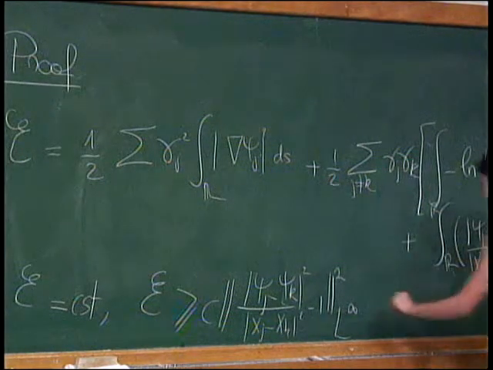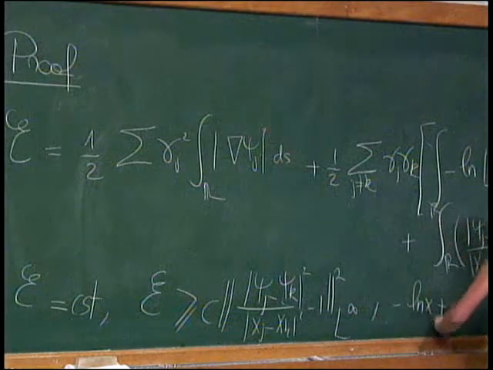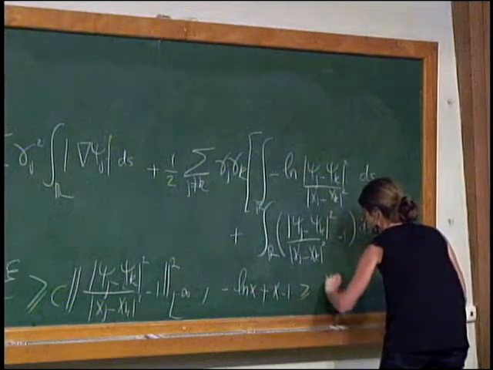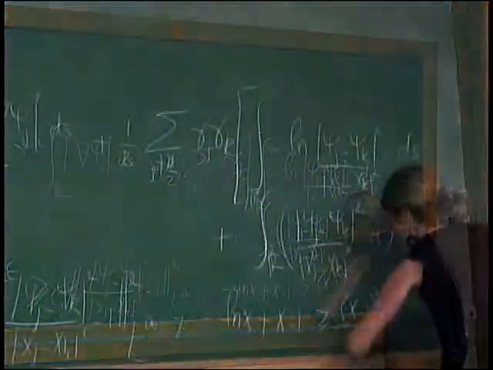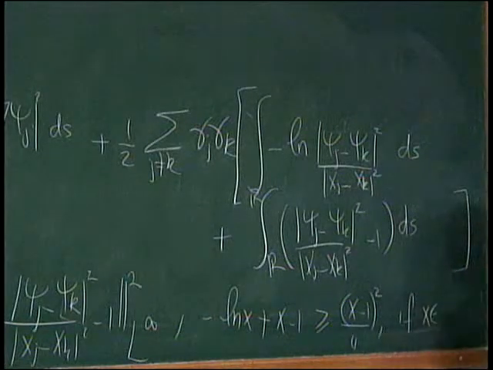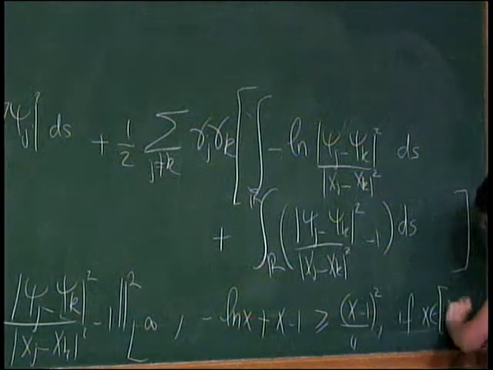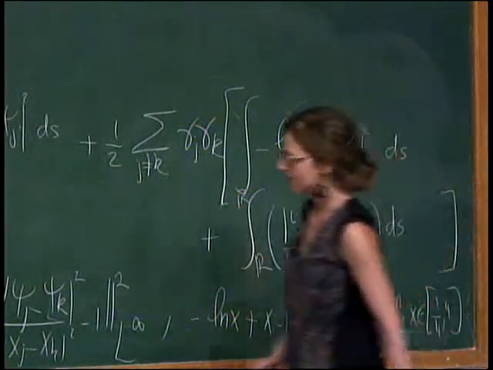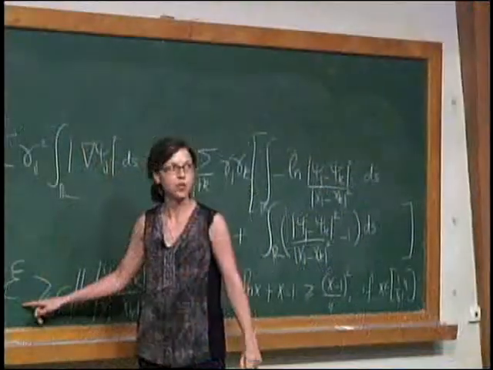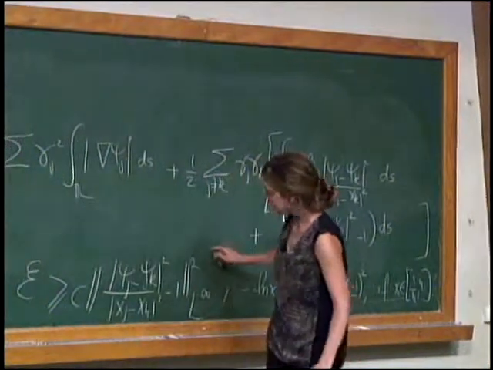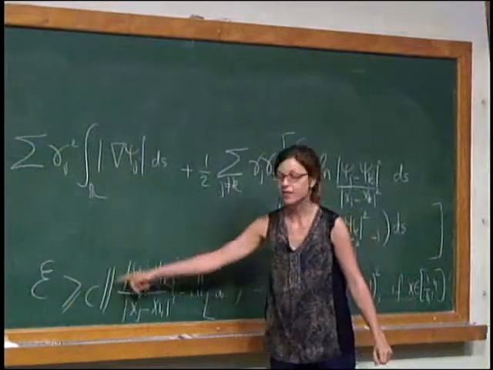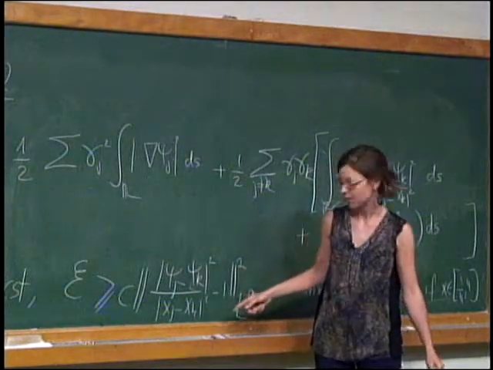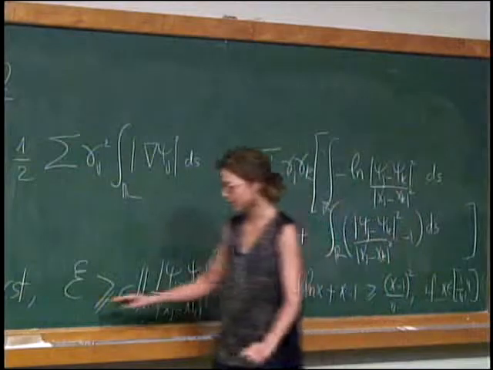This is due to the fact that minus log x plus x minus 1 controls (x minus 1) squared divided by 4, for example, if x is close to 1. So, finally, if the initial energy is small, then it remains small for all time. And therefore, for all time, the L infinity norm of this remains small, and therefore there cannot be any collision in finite time, because otherwise this would become too large. Okay, so this is the idea.